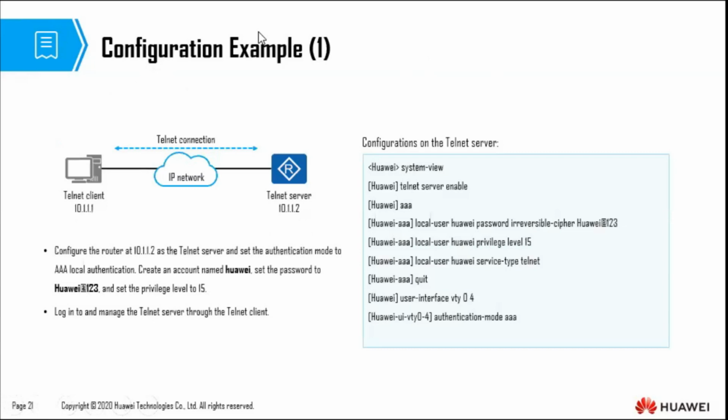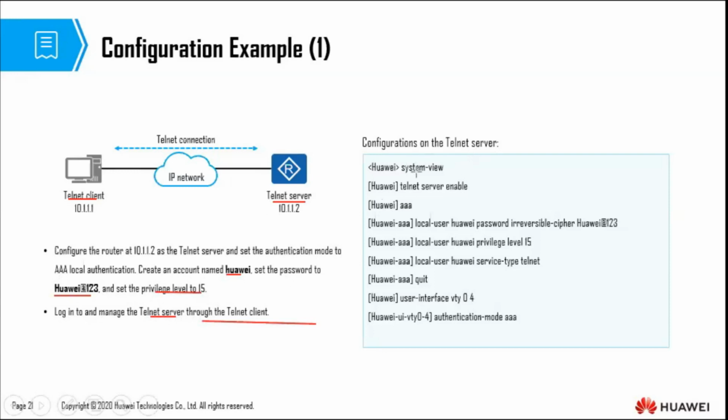Okay, so this is a configuration example of Telnet. In this particular case, we want this device to act as the Telnet client. We want the router to act as the server. So we need to create an account named Huawei with a password Huawei@123, set the privilege level to 15. Then log in to manage the Telnet server through the Telnet client. So how to do that?